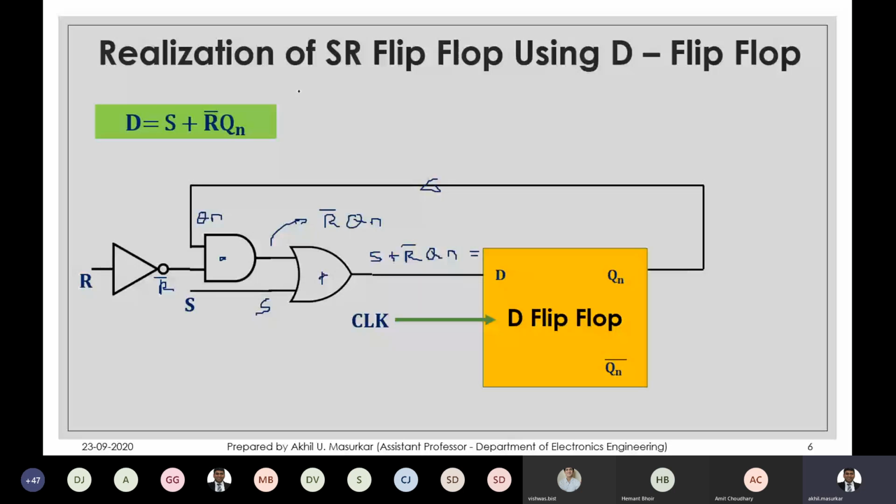Actually, as a black box, if you see, you are giving R and S, but inside there is a D flip flop. And this NOT gate, AND gate, and OR gate is the hardware that you designed so that this D flip flop could be used as an SR flip flop. Please draw this diagram. This is the final implementation of SR flip flop using D flip flop.